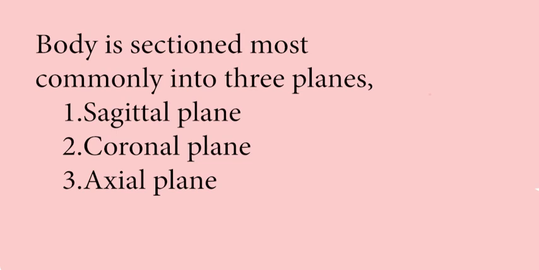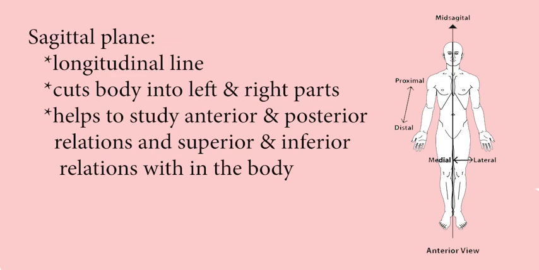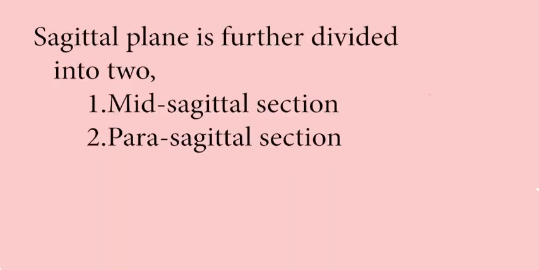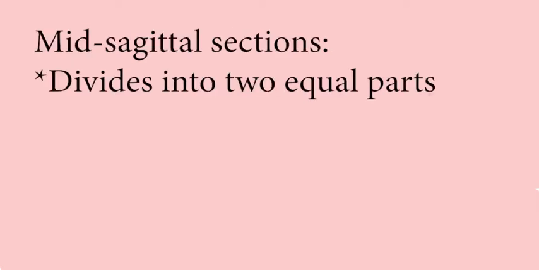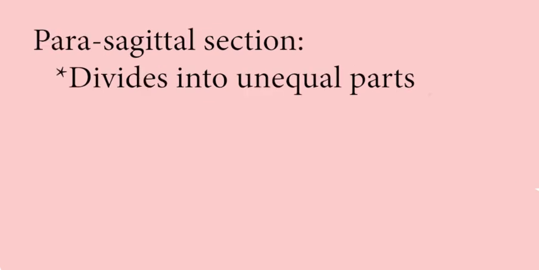Let's start with the sagittal plane. It is a longitudinal line which cuts the body into left and right parts. It helps to study anterior and posterior relations and superior and inferior relations within the body. We study the sagittal plane in two ways: mid-sagittal section and parasagittal section. Mid-sagittal section divides the body into equal parts, whereas parasagittal section divides the body into unequal parts.